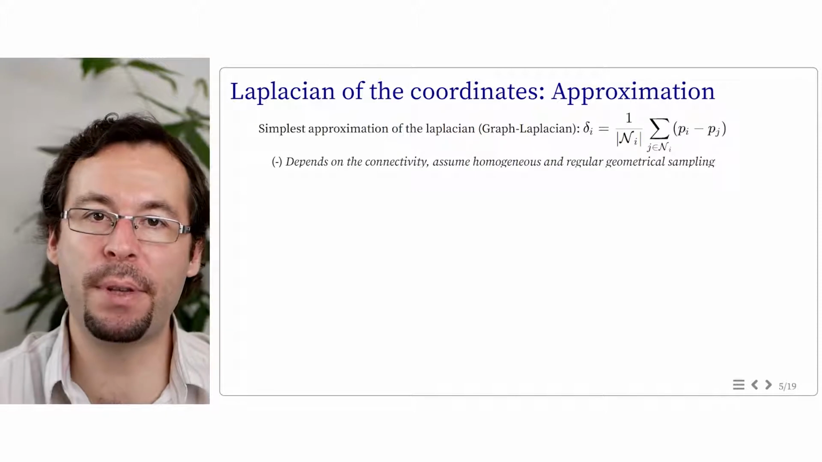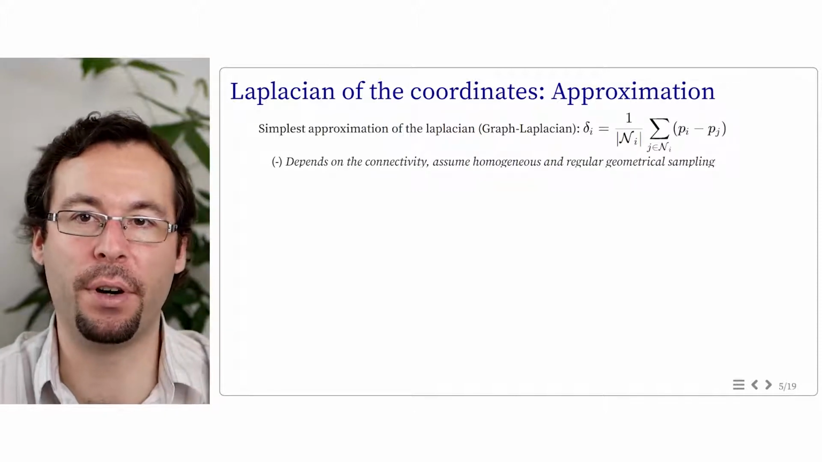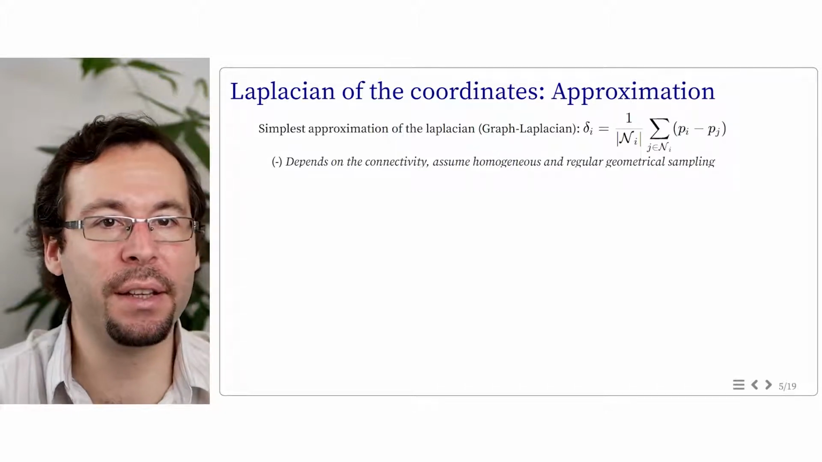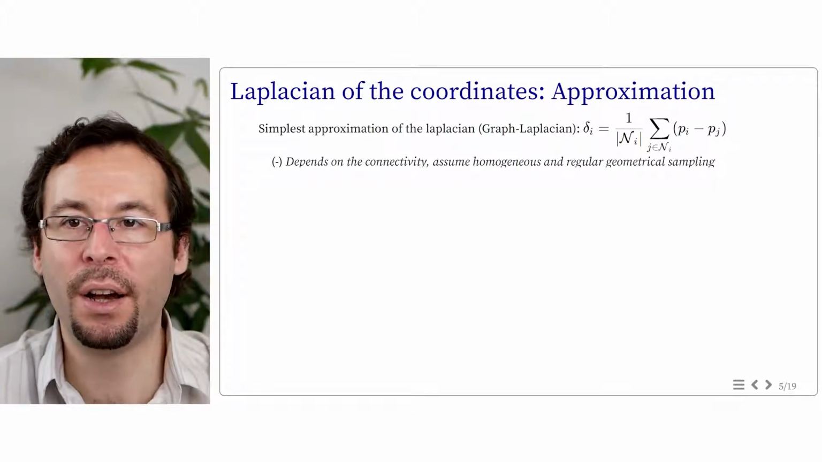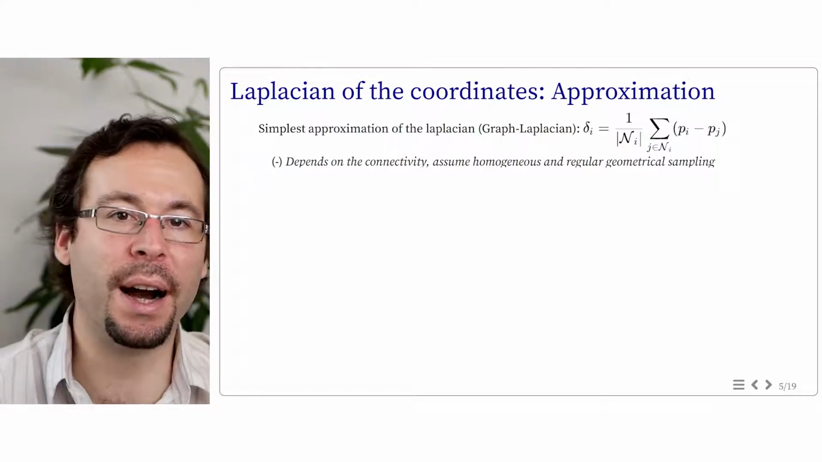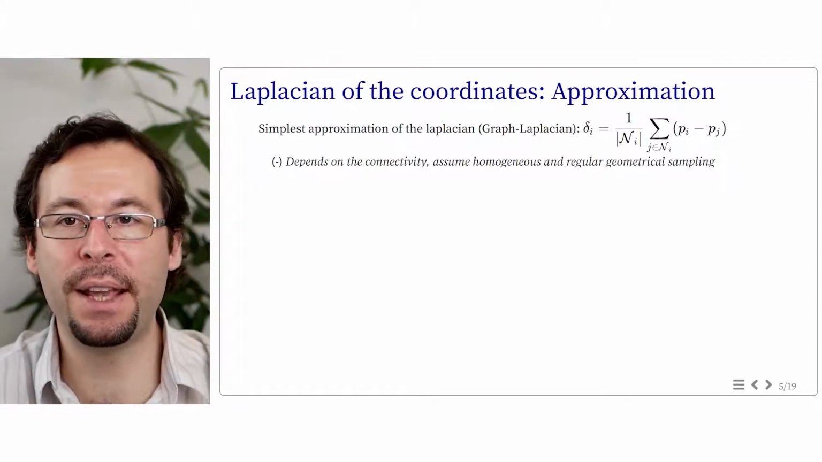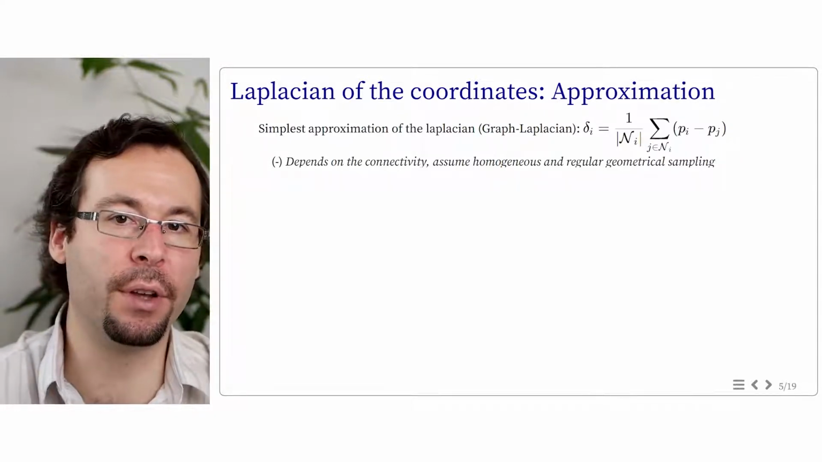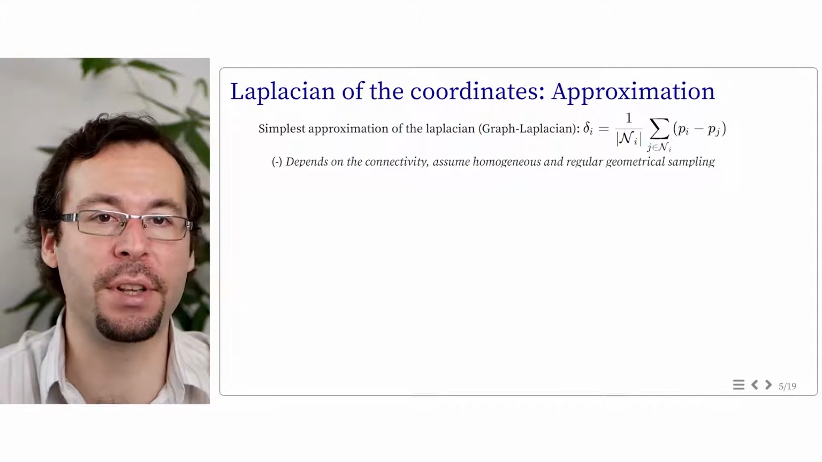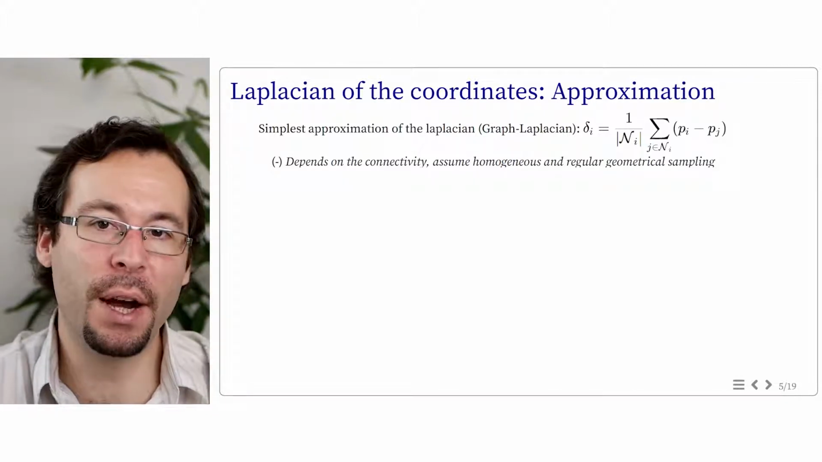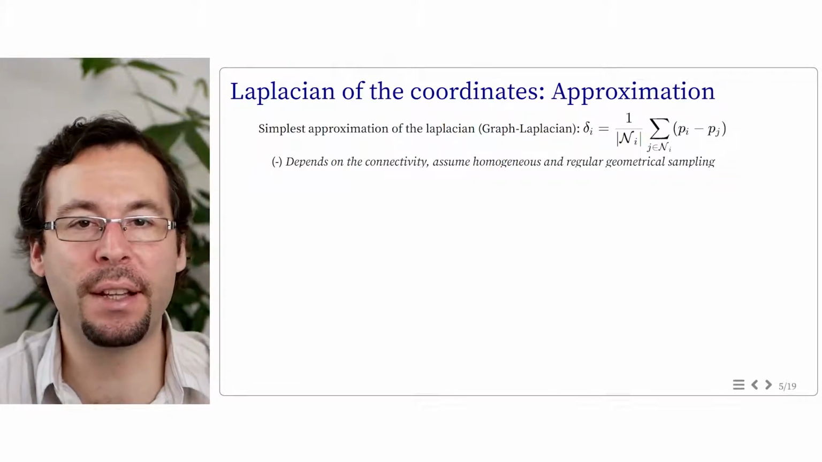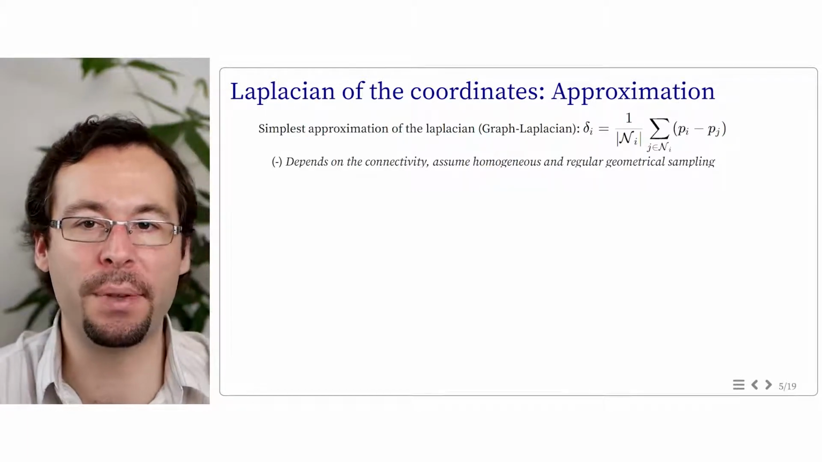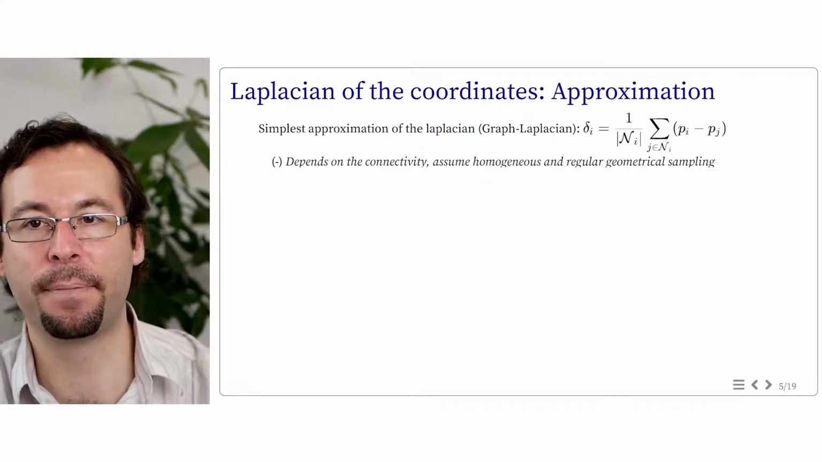Actually, there are several possible approximations of the Laplacian for the discrete case of a mesh. We saw the simplest one, only depending on the number of neighbors of the one ring. It's called the graph Laplacian. Its main disadvantage is that it depends highly on the connectivity and works when you have a regular and homogeneous sampling around pi. If you have some local changes of sampling density on the surface, then the value will change. So it's not a very good approximation of the mean curvature in all cases.